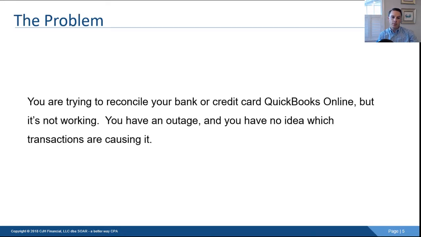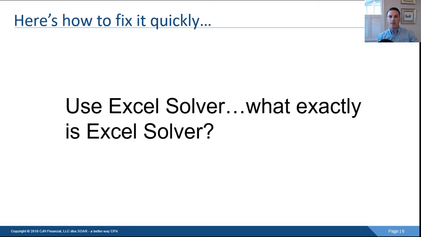So here's the problem. You're trying to reconcile your bank or credit card in QuickBooks Online, but it's not working. You have an outage. You've gone through the list of transactions and you can't find a transaction for that exact amount, so that means more than one transaction is causing your outage. You're pounding your head against the desk, you can't figure out what it is, and you think there's got to be an easier way. Well, you'd be correct. Here's how we fix it.